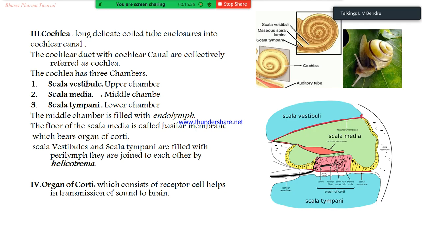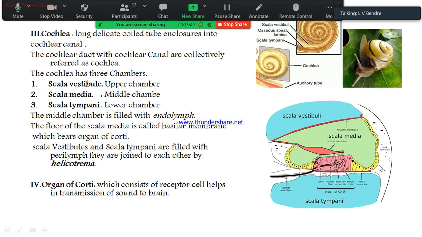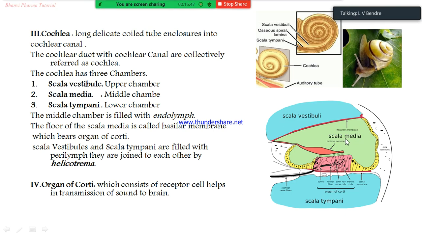The first one is the scala vestibuli. You see in the diagram, the upper layer is the scala vestibuli. Next, the scala media, which is the middle chamber. Third is the scala tympani, which is the lower chamber.